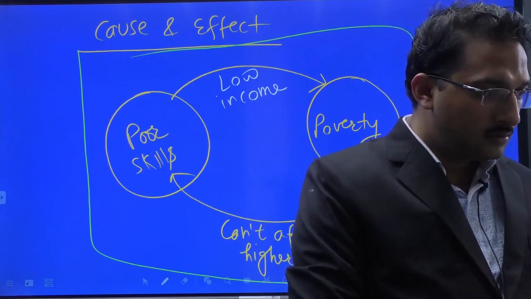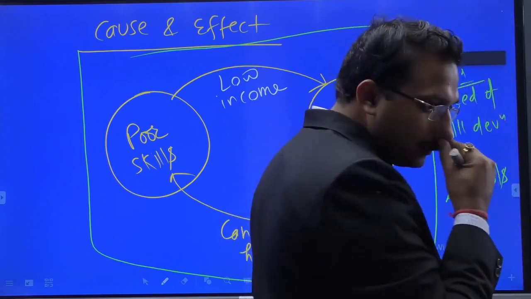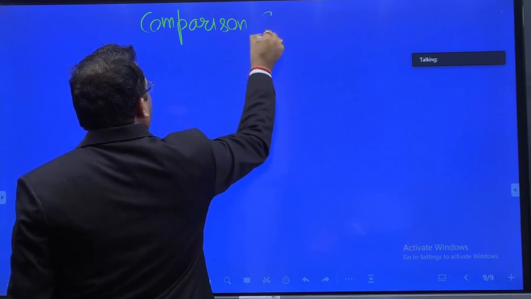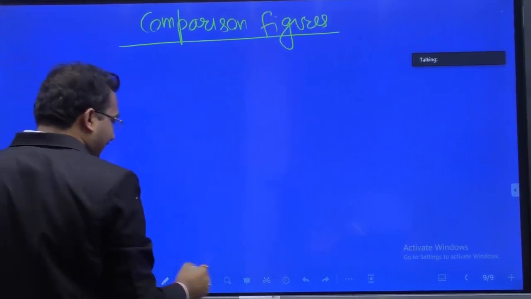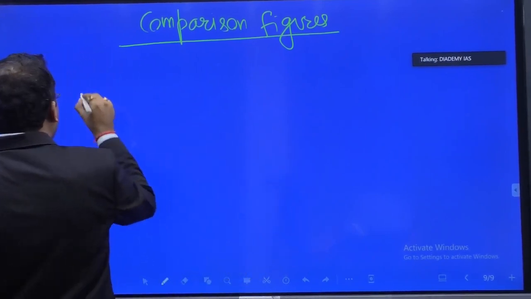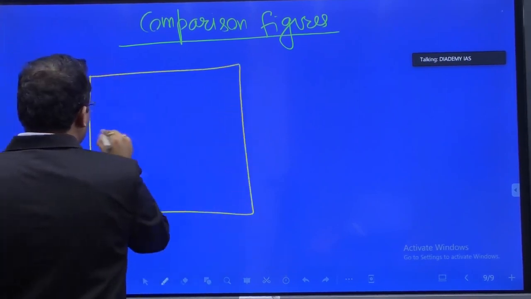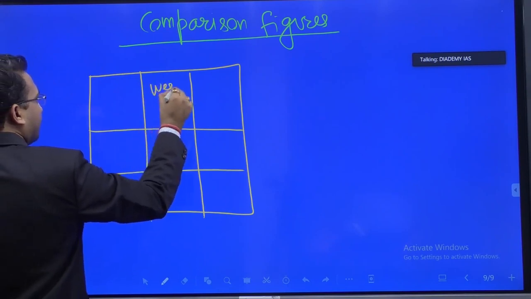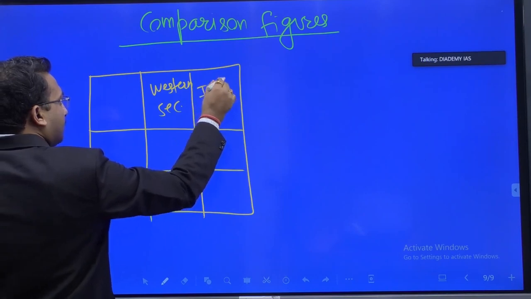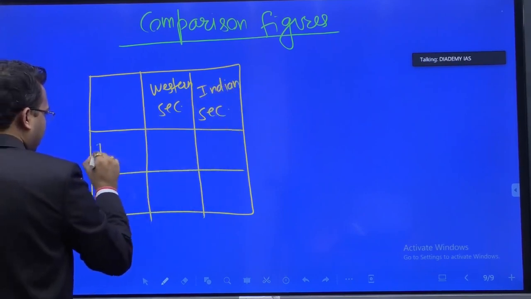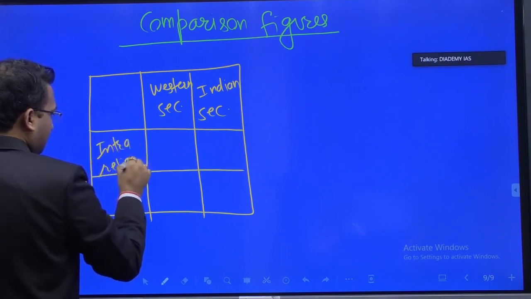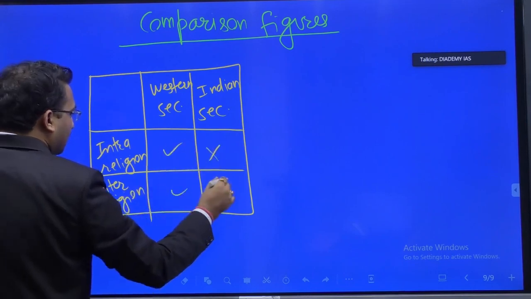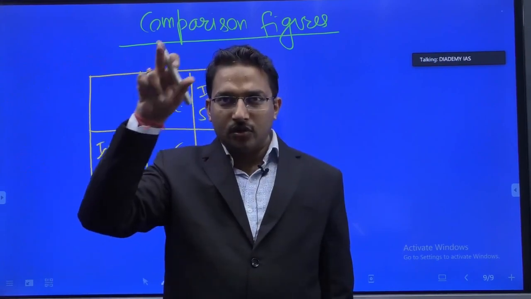Now, apart from this, you can also make some comparison figures, right? So, how do we normally compare? With the help of some table. Suppose we are talking about Western secularism, Indian secularism, then is it intra-religion? Is it inter-religion? Yes or no, or you can just use a tick or cross.